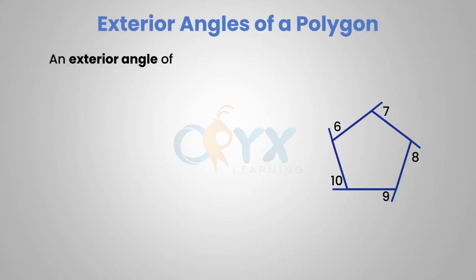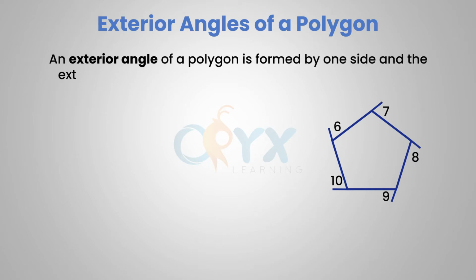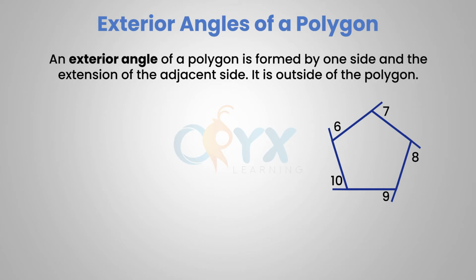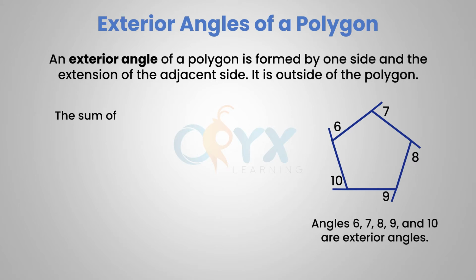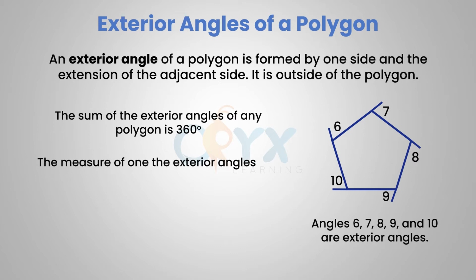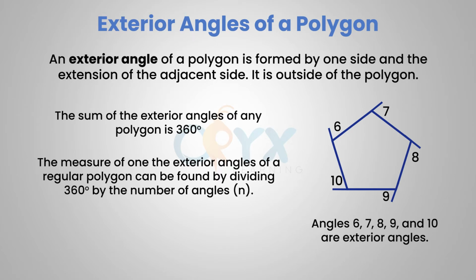An exterior angle of a polygon is formed by one side and the extension of the adjacent side. It is outside of the polygon. In the image below, angles 6, 7, 8, 9, and 10 are all exterior angles. The sum of the exterior angles of any polygon is 360. The measure of one of the exterior angles of a regular polygon can be found by dividing 360 by the number of angles n. So the measure of one exterior angle equals 360 divided by n.